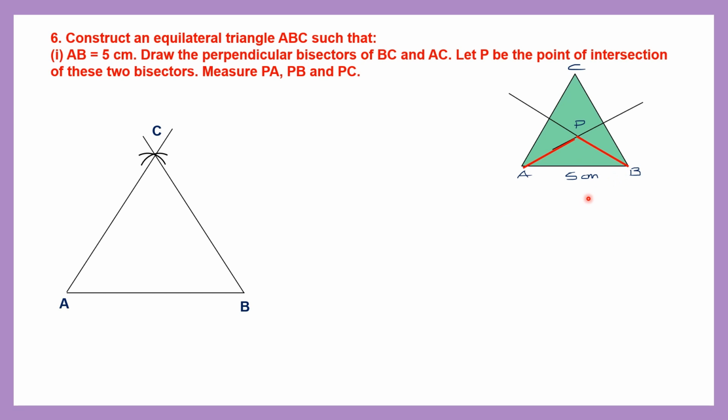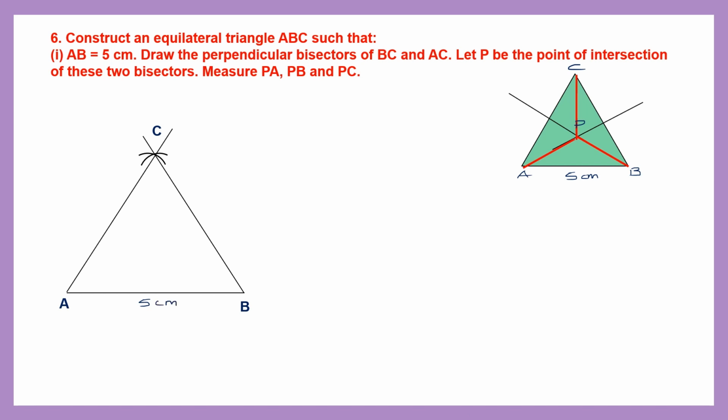Again, from P to B we have to extend, and P to C also we have to extend, and we have to measure PA, PB and PC. So this is what your main figure is going to look like. So AB is 5 centimeters. Let's write that. And now let's draw the perpendicular bisector.